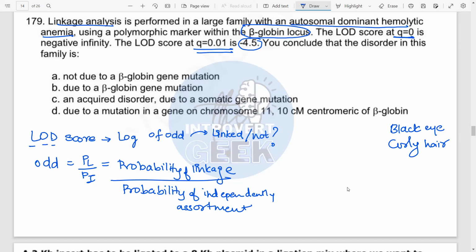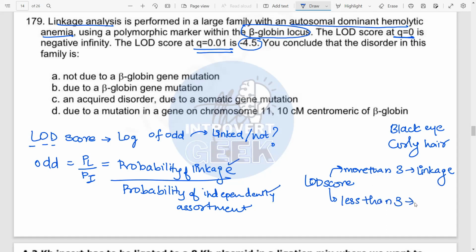Now you've understood how to calculate the ratio. Once you calculate the ratio, you will get some value. If your LOD score is greater than 3, then you can say that there is a linkage, that those two genes are linked. But if the score after calculating the probability of linkage and independent assortment is less than 3, that means the genes were independently assorted and are not linked.